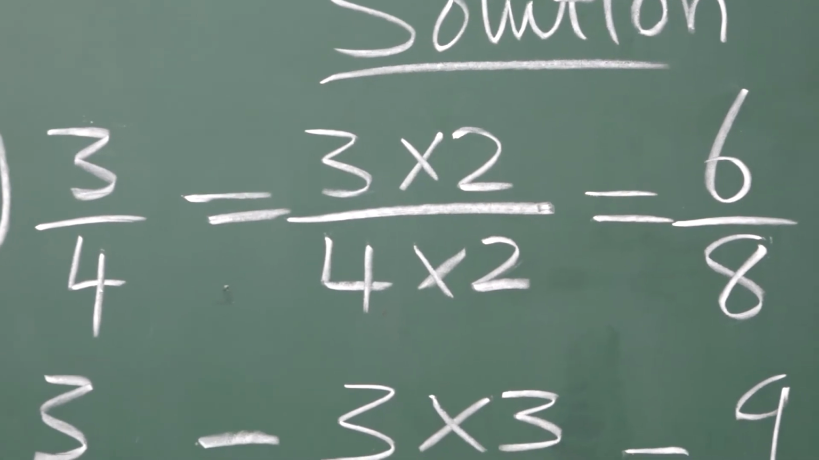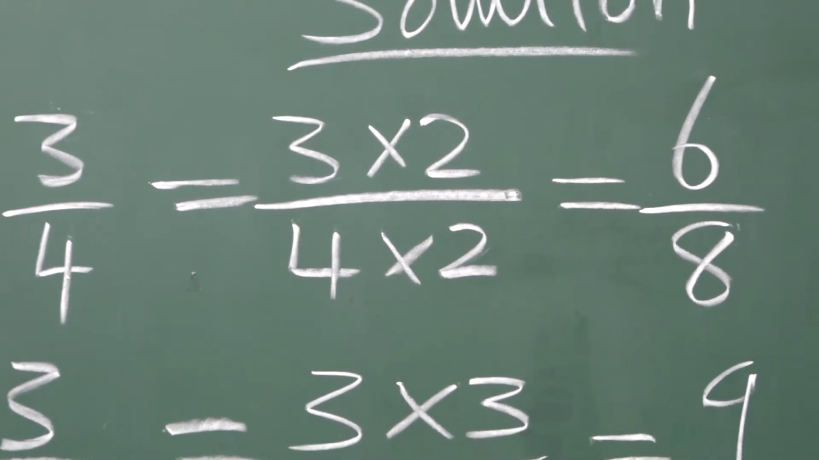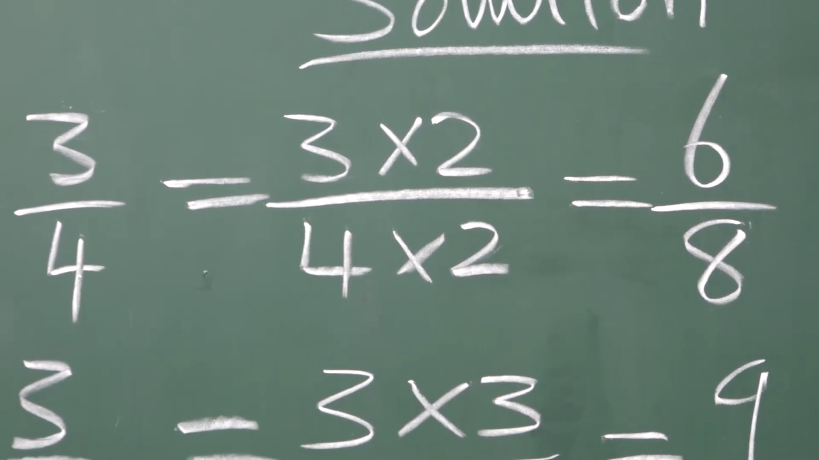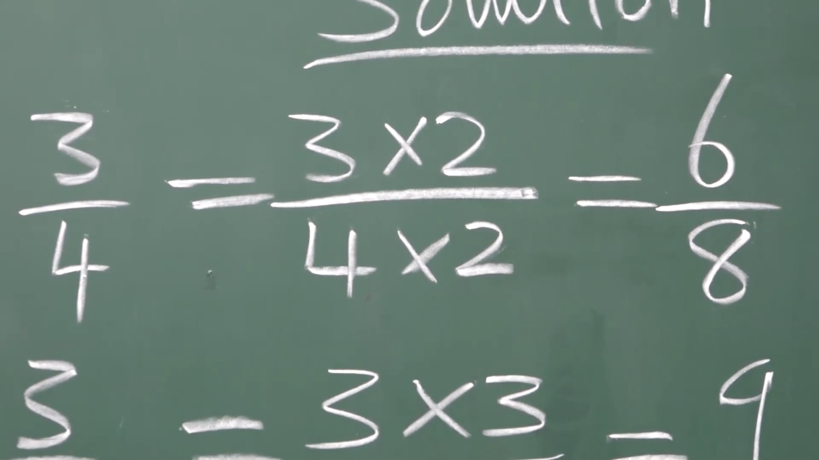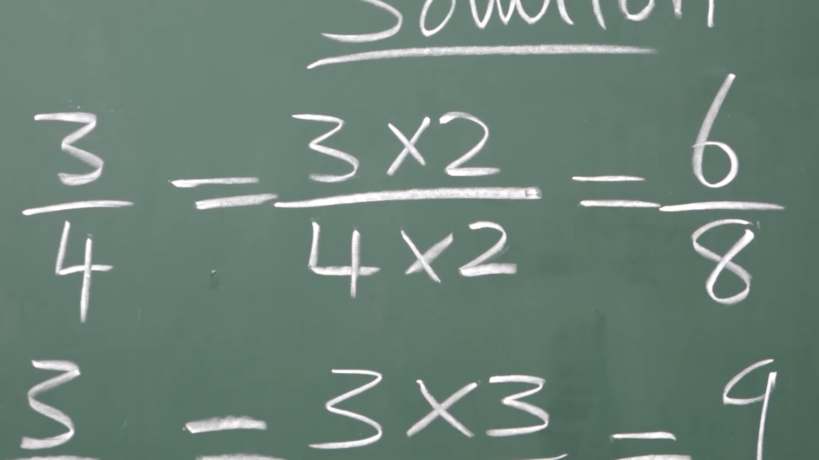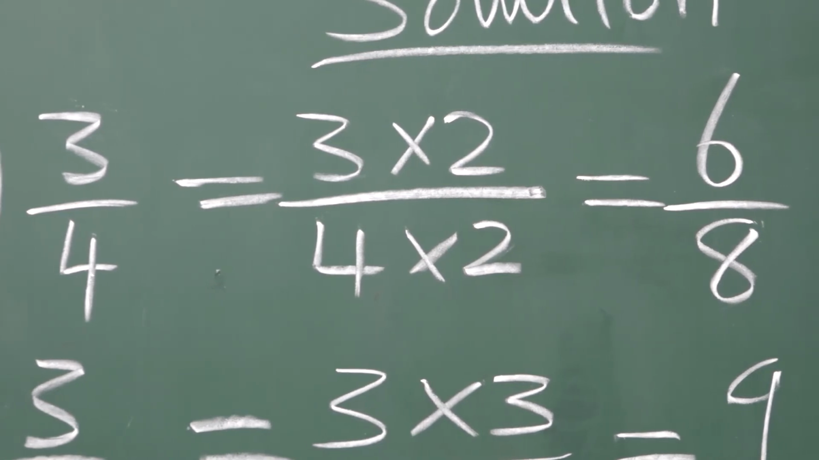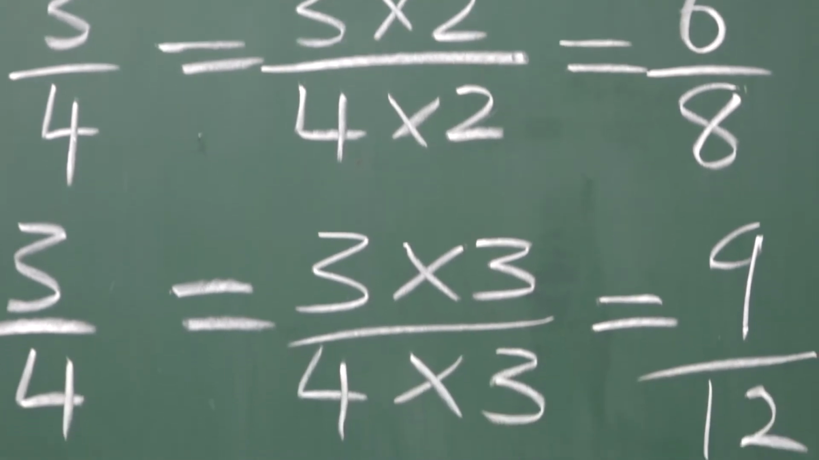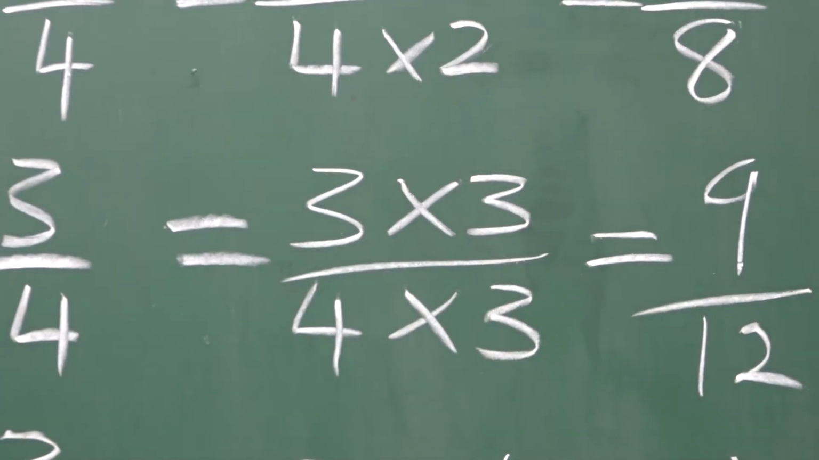Now, if you reduce that fraction, 6/8, to the lowest term, you are going to have the same fraction as 3/4. That means 3/4 is equivalent to 6/8. Now, the second fraction that is equivalent to 3/4 is 9/12. How do you get that?